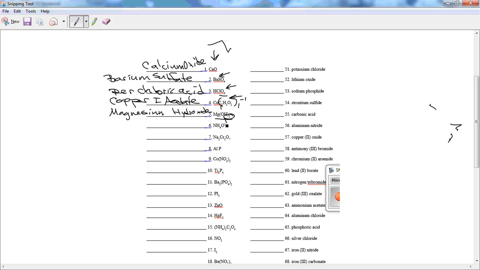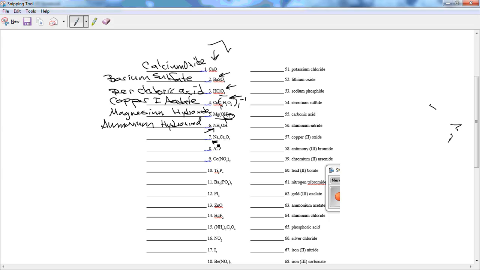Number 6, ammonium hydroxide. Well, I guess I should work through. This is a non-metal, but NH4 has its own little rules. NH4 is ammonium. And then I name OH, which is hydroxide.